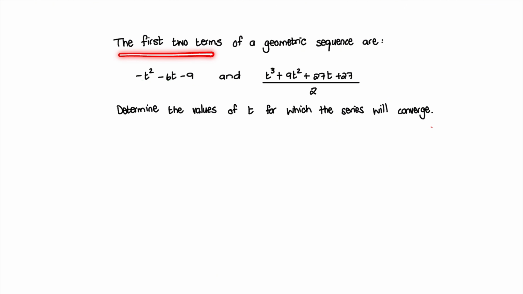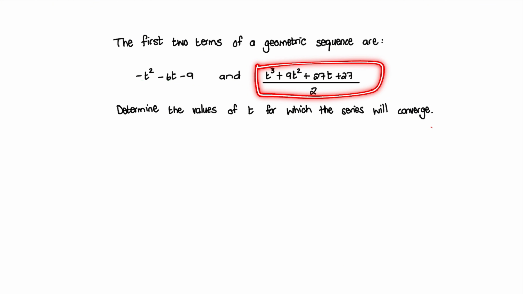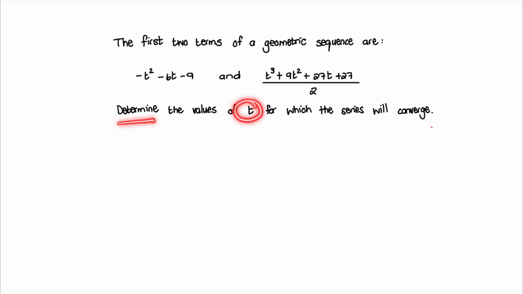The first two terms of a geometric sequence are negative t squared minus 6t minus 9. That is our first term. And the second term is (t cubed plus 9t squared plus 27t plus 27) divided by 2. And this represents the second term. The question is, determine the values of t for which the series will converge.